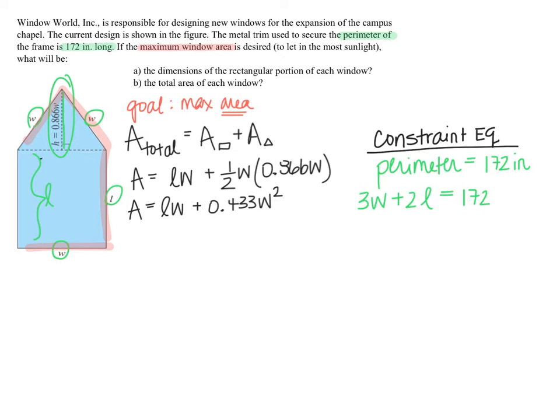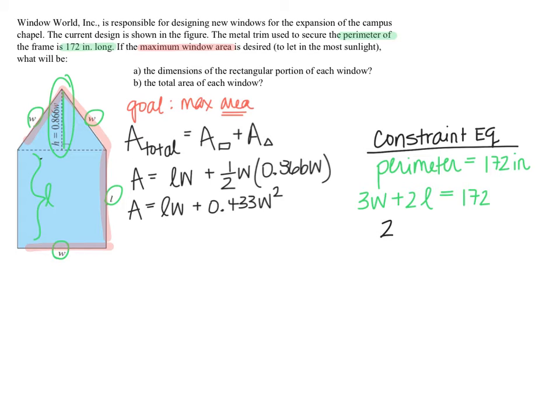So now the use of this constraint equation is it's going to allow us to basically substitute into my area model here and eliminate a variable. So in the constraint equation, we can either solve for W or we can solve for L. It doesn't make any difference which one you choose. You can just pick whichever one seems to be easiest to you. I'm going to go ahead and solve for L.